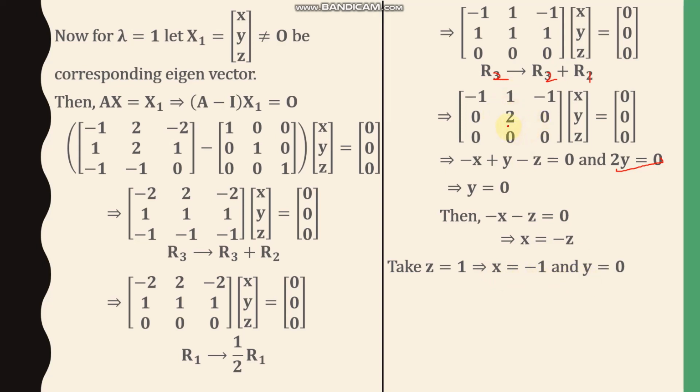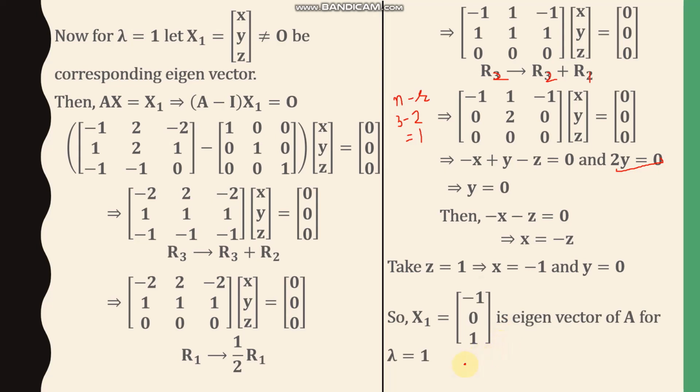Here the rank of this matrix is 2, right? So we will have n minus r linearly independent solutions. n is 3, so 3 minus 2 is 1. So we will have one linearly independent solution. Others will depend on this. So we are getting y to be 0, x to be minus 1 and z to be 1. So this is the one linearly independent eigenvector of A for lambda equal to 1.